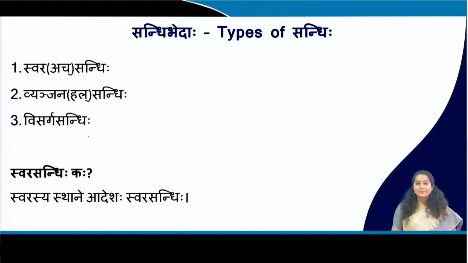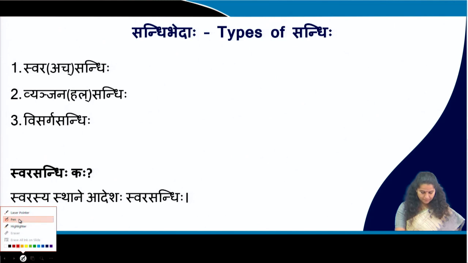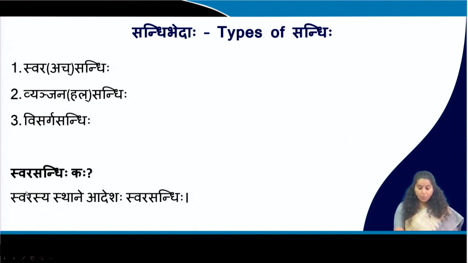Moving on to the sandhi bhedaha or the types of sandhi. So we've got the swara or the ach sandhi, we've got the vyanjana or the hal sandhi, and we have the visarga sandhi. Astu. Tari, what is the swara sandhi? Tari swara sandhi kaha? Swarasya sthane adeshaha swara sandhi. So in the place of the swara, when there is a particular assignment, something has been assigned, that is known as swara sandhi.